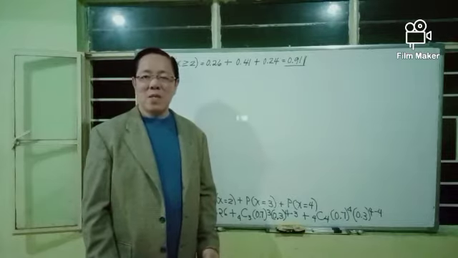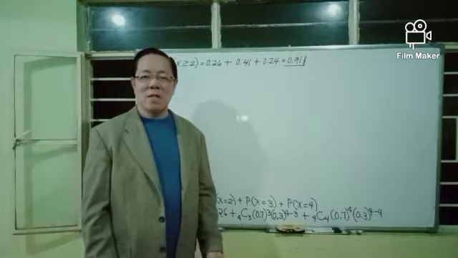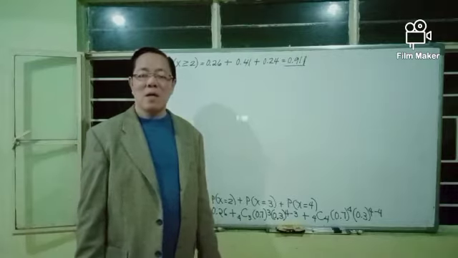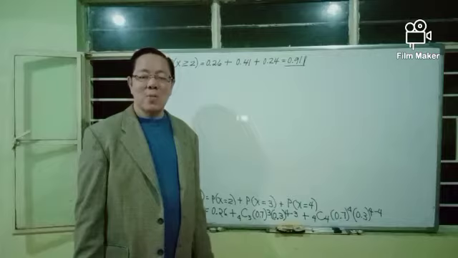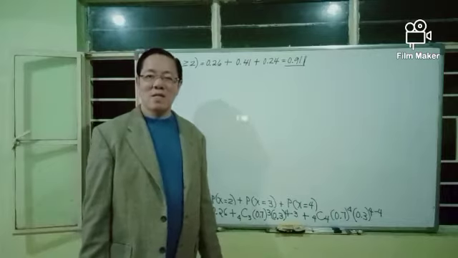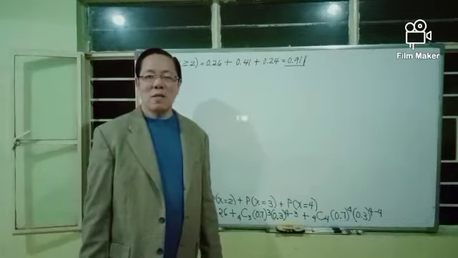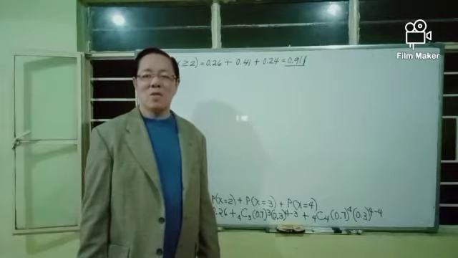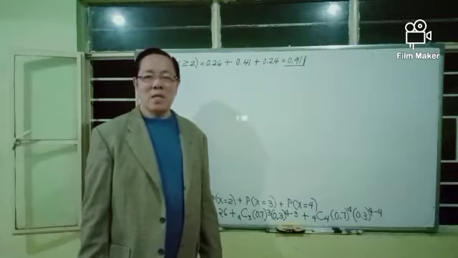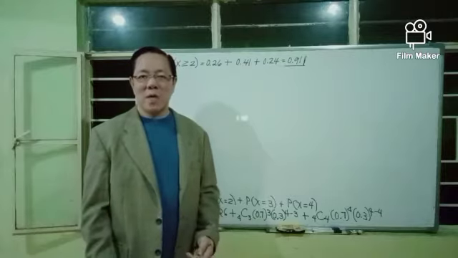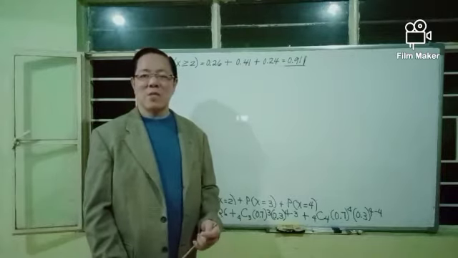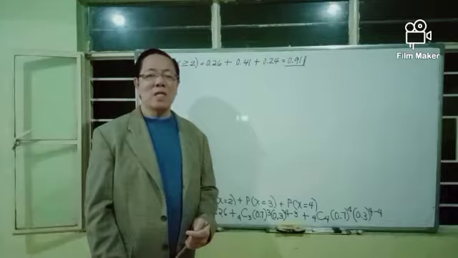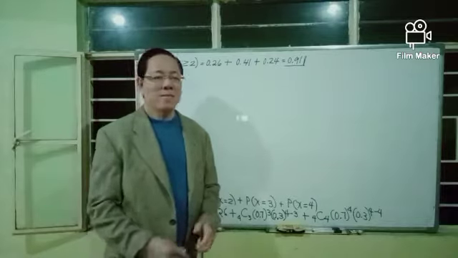One of the properties of probability distribution is that the sum of the probabilities corresponding to the values of the discrete random variable x is equal to 1. That is the probability of x equals 0 plus probability of x equals 1 plus probability of x equals 2 plus probability of x equals 3 plus probability of x equals 4 is equal to 1.